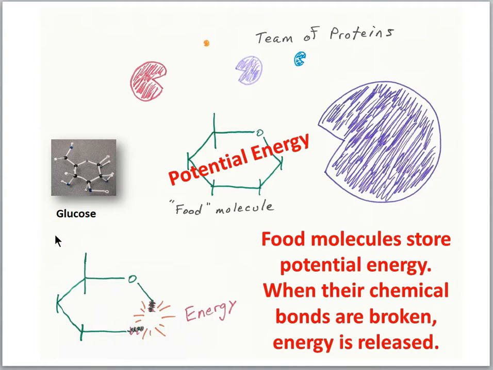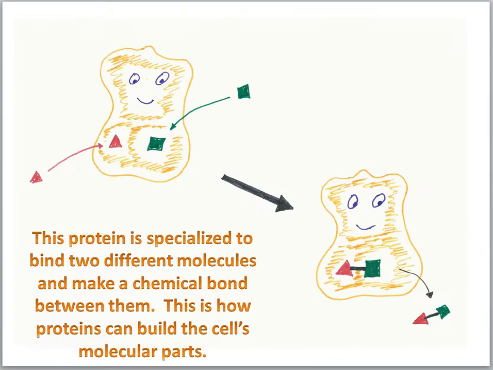In the four-part series on cells, we learned that cells are performing complex chemistry that we called metabolism. And part of that metabolism is extracting energy from food molecules. Teams of proteins are going to break the chemical bonds of food molecules, thus releasing energy that was stored in those bonds. We also learned that some proteins sort of do the opposite.